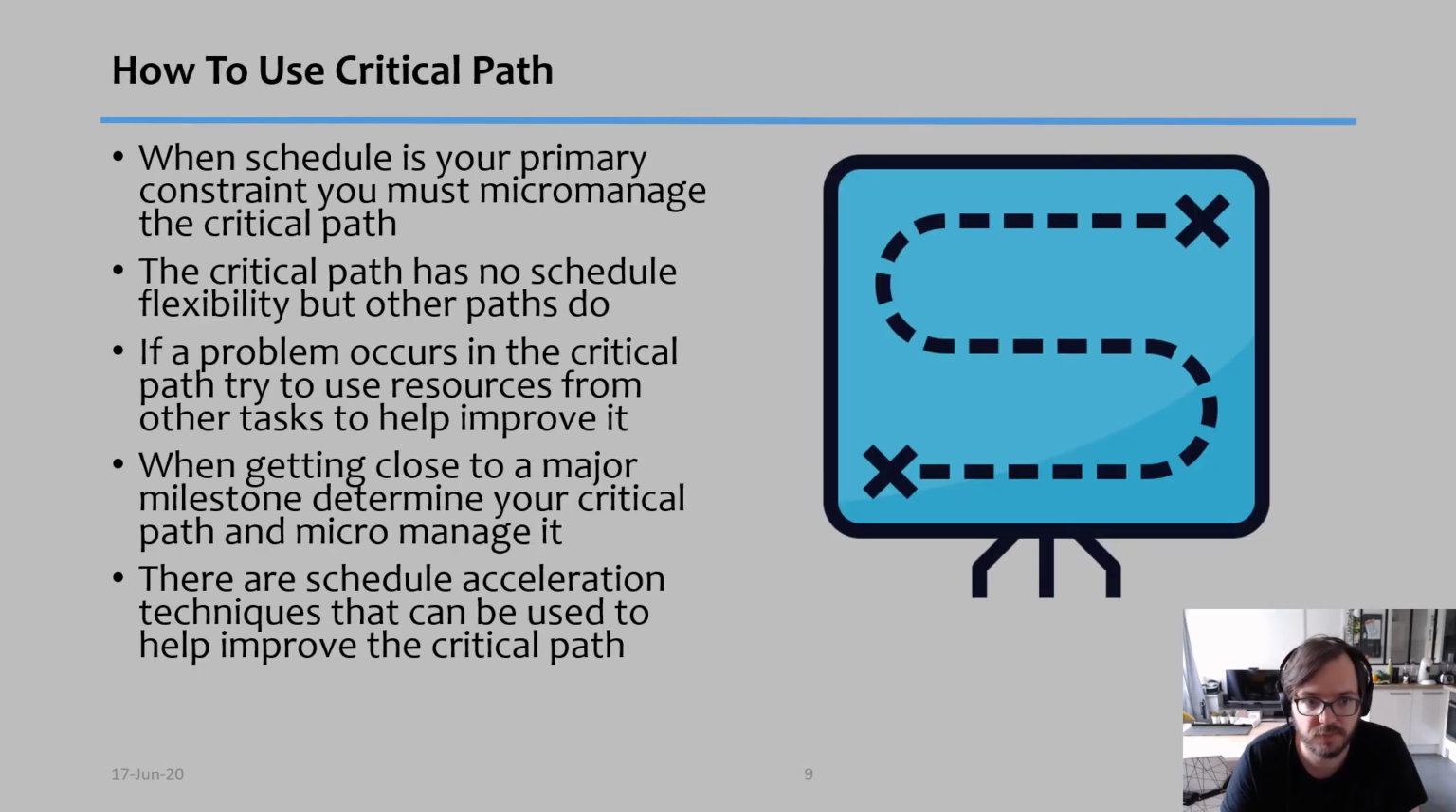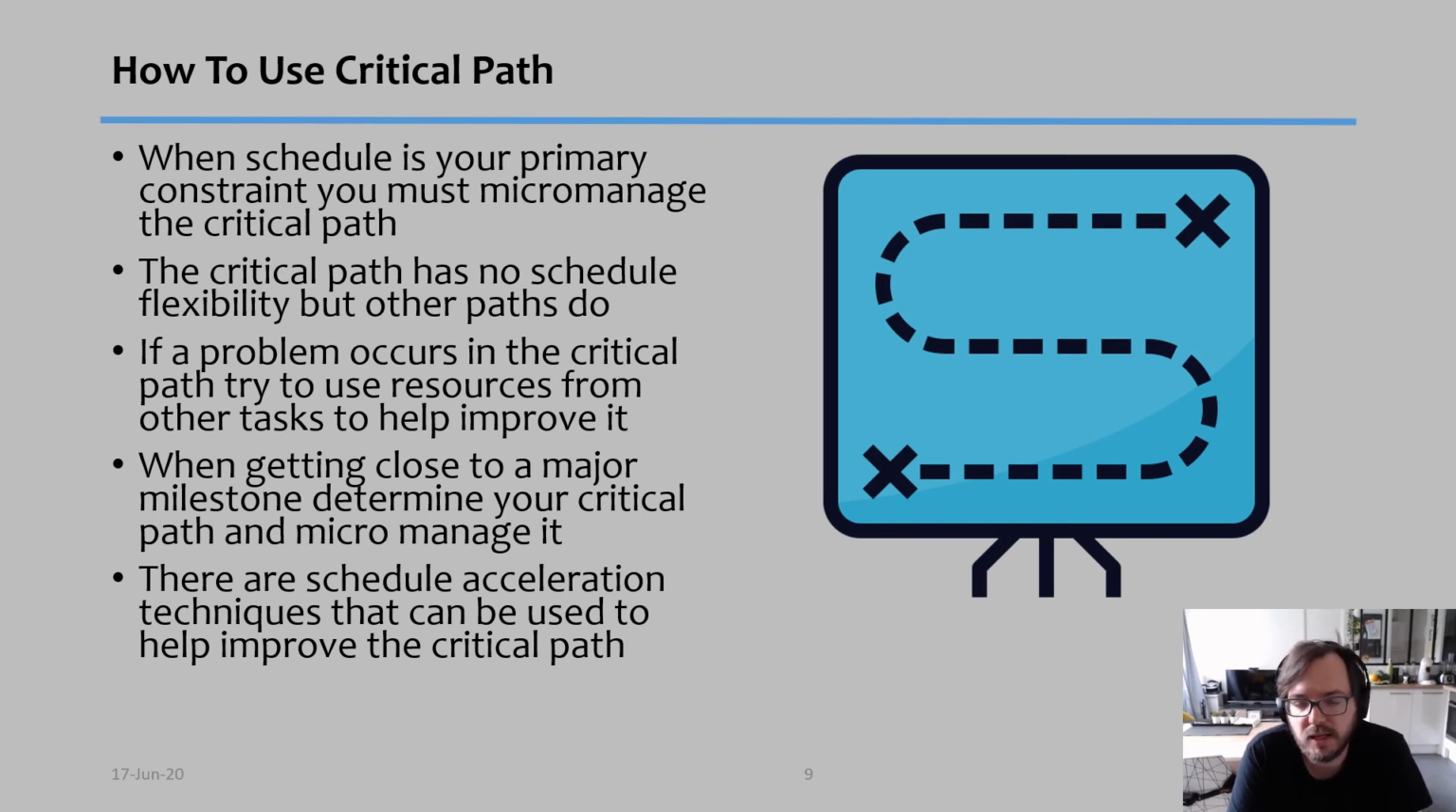So to use the critical path, first tip: when schedule is your primary constraint, you really need to micromanage your critical path to make sure that nothing gets delayed. The critical path has no schedule flexibility, but many of the other paths do have. In other words, many of the other paths have free float, and we're going to talk about it, they have extra time in which they can be completed. If a problem occurs in the critical path, try to use resources from other tasks to help it.